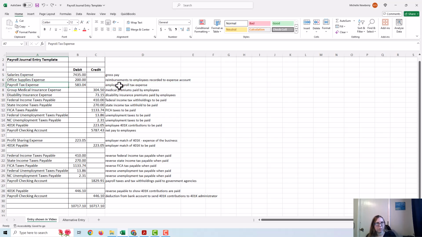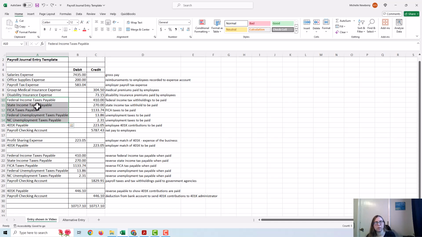The employer payroll taxes, that would be the unemployment taxes and the FICA matching, that would go under payroll tax expense. The medical premiums and disability insurance premiums paid by employees, I just did those as credits to subtract from the business's expense accounts, because this is going to reduce the employer's expense. And then I set up payable accounts for all of the taxes, and I did separate payroll accounts.